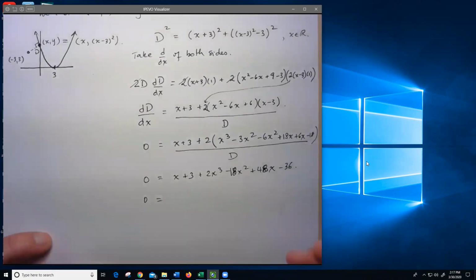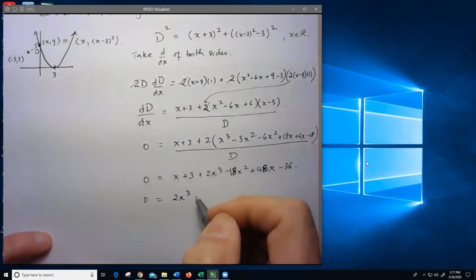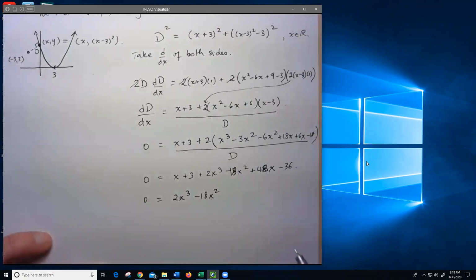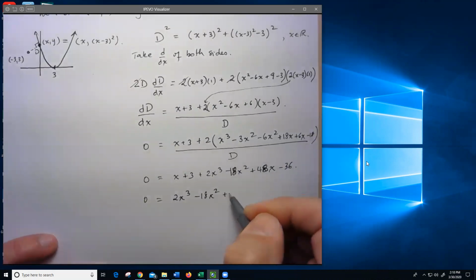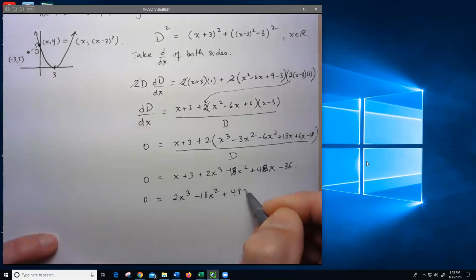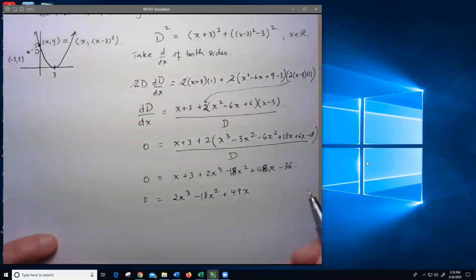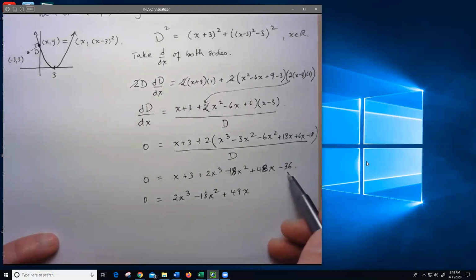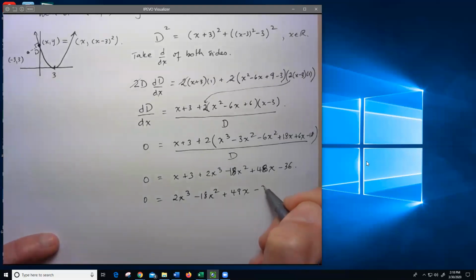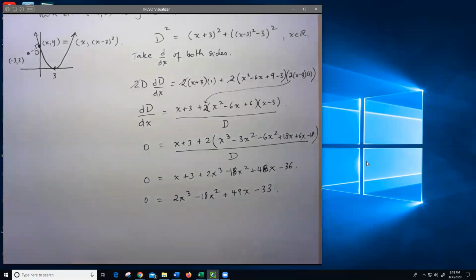So let's keep going here. So we have 2x cubed. Looks like we have minus 18x squared. And then we have 1 plus 48 is 49, plus 49x. And then here we have 3 minus 36 is negative 33. Okay, so I'd just like everybody to take a look at that and make sure you're not seeing any calculation errors.